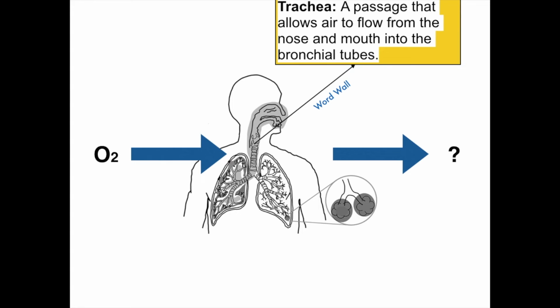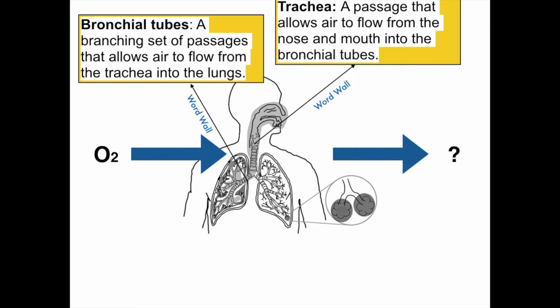We breathe in air through our trachea. The trachea is a passage that allows air to flow from the nose and mouth into the bronchial tubes. The bronchial tubes are a branching set of passages that allow the air to flow from the trachea into the lungs. When the air gets to the lungs, the oxygen is absorbed into our bloodstream.